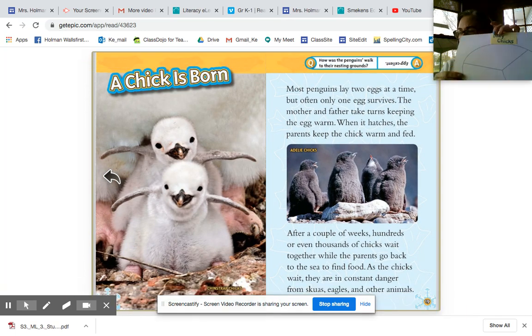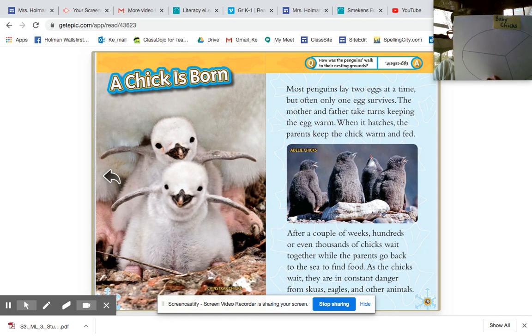And what are some of the things that you can retell about baby chicks? Did you say how penguins lay eggs? That the baby chicks hatch from eggs? Okay. Did you mention that the mother and the father try to keep them warm? What else? Do their parents feed them?